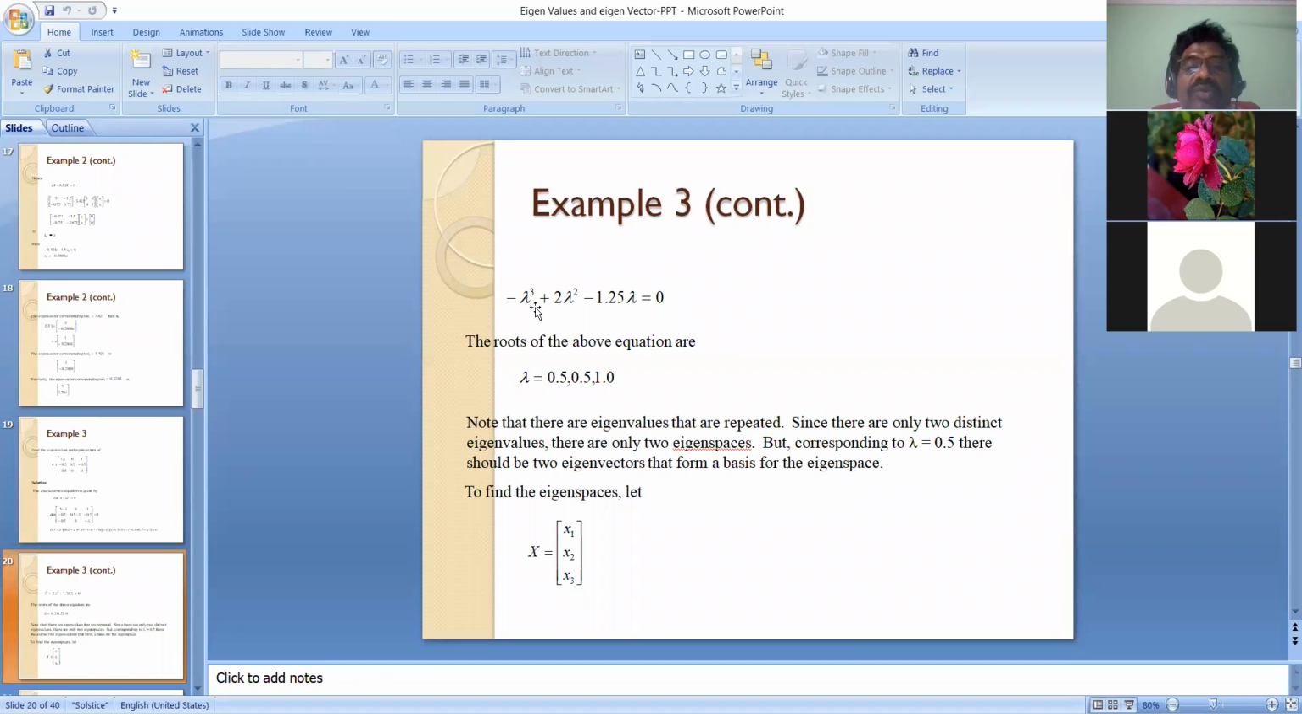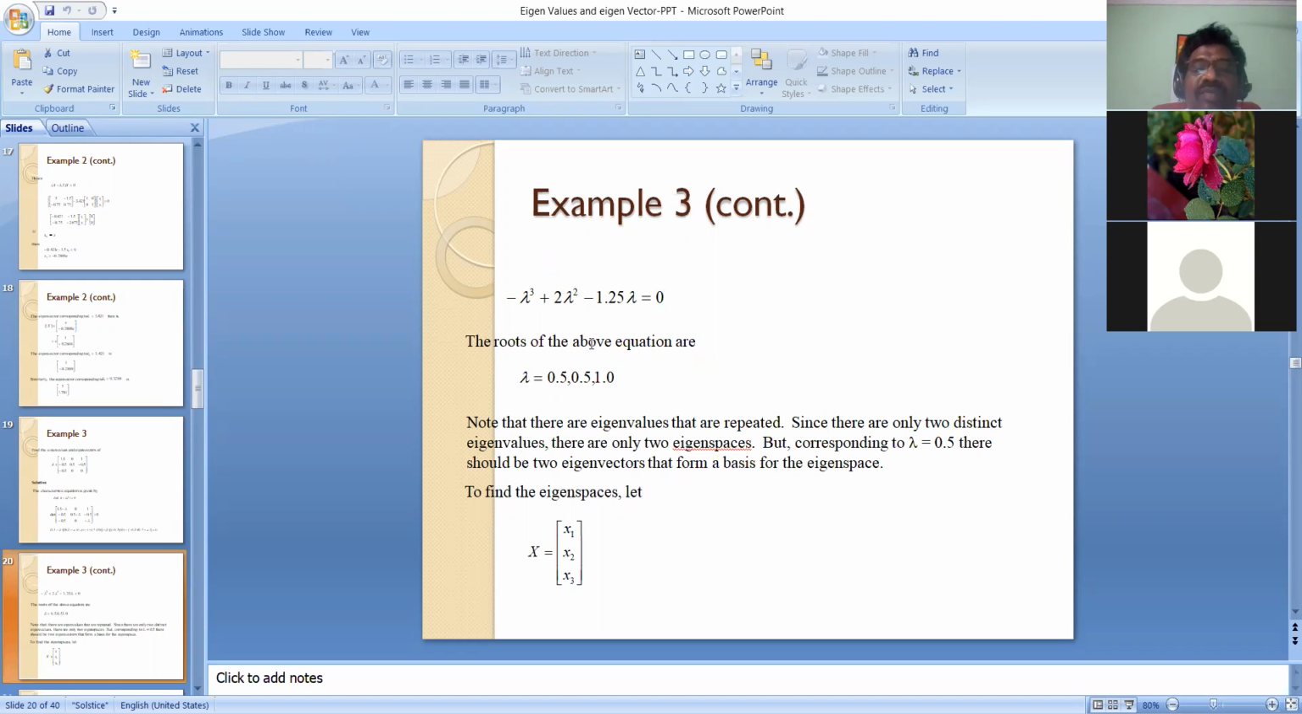Now lambda square minus 2 lambda plus 1.25 equal to 0, that is nothing but (lambda minus 0.5) whole square equal to 0. That is nothing but lambda minus 0.5 equal to 0, 2 times. Then lambda equal to 0.5, 2 times, and 0 as we already have.